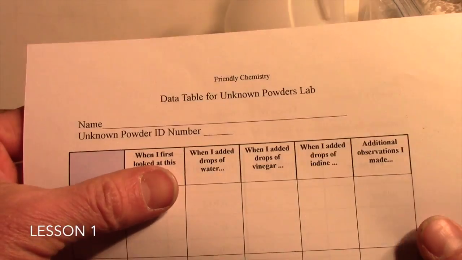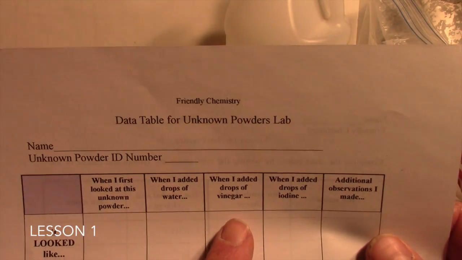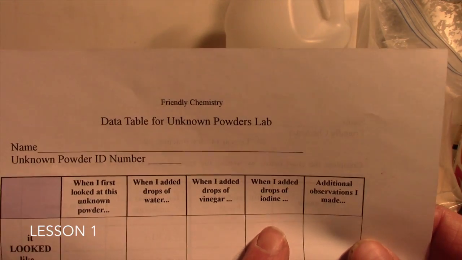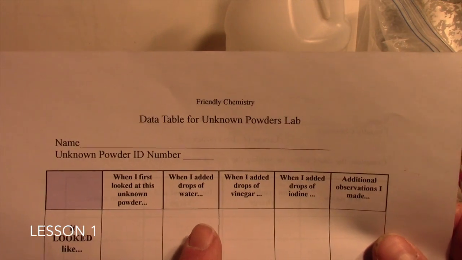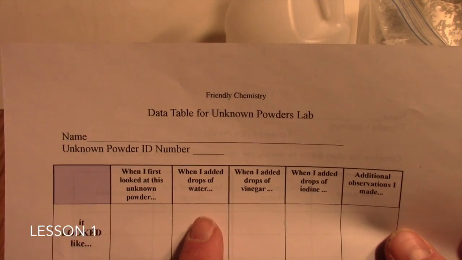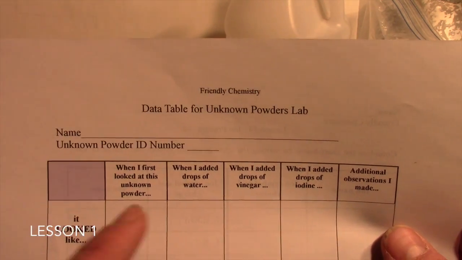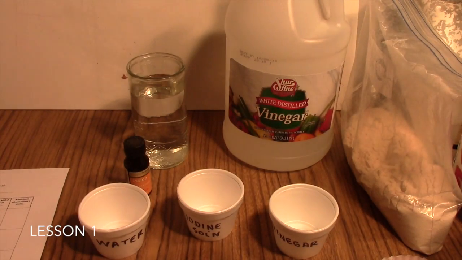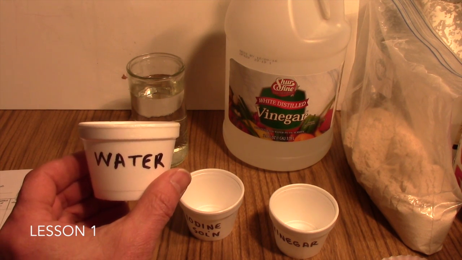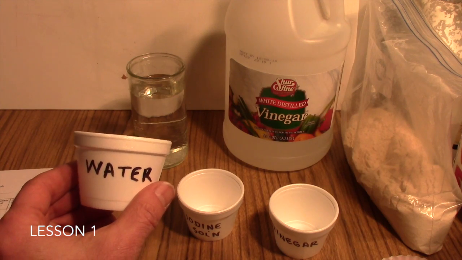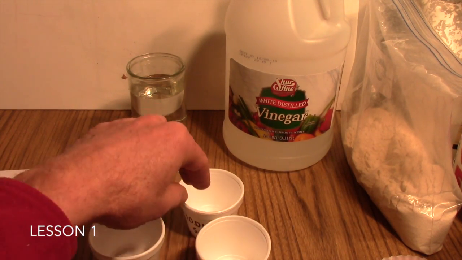So they're going to begin testing their unknown powders with water, then they're going to add vinegar to it, and then they're going to add drops of an iodine solution. So what you'll need to do beforehand is prepare these testing solutions for them. Now, I've labeled some containers here that will hold those three testing solutions. We have the water, we have the vinegar, and then we have the iodine solution.